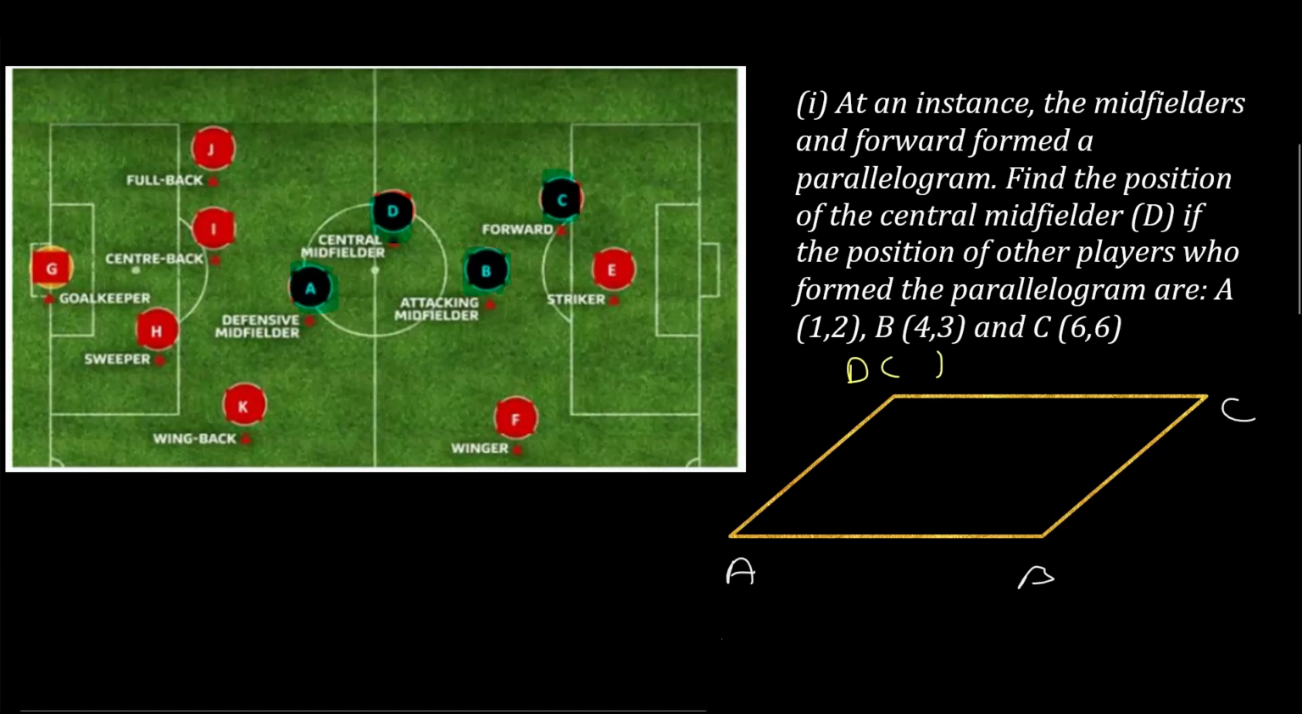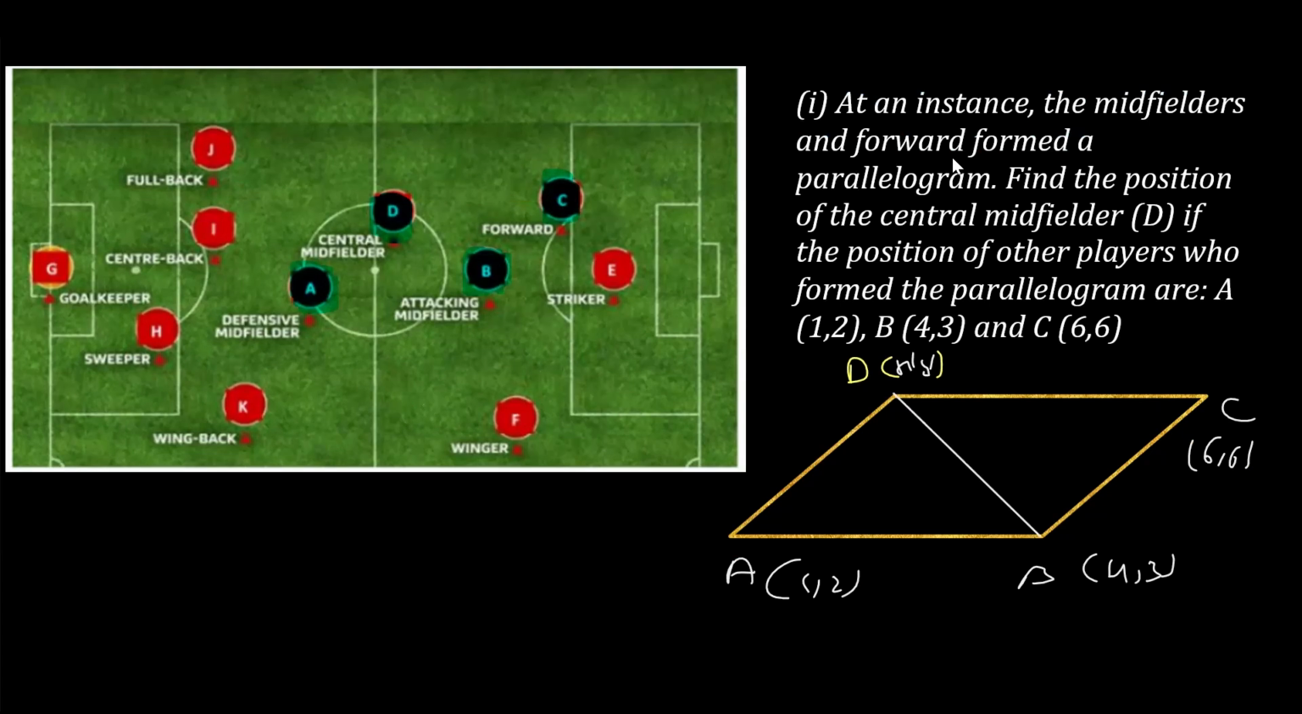I can write the coordinates of A. The coordinate of A is given as 1, 2 in the question. B is given as 4, 3, and the coordinate of C is 6, 6. And let's say I take D as x dash, y dash. Now remember, the property we are going to use is not that opposite sides of a parallelogram are equal. The property we are going to use is that the diagonals of a parallelogram bisect each other. That means here O is the midpoint of AC as well as BD.